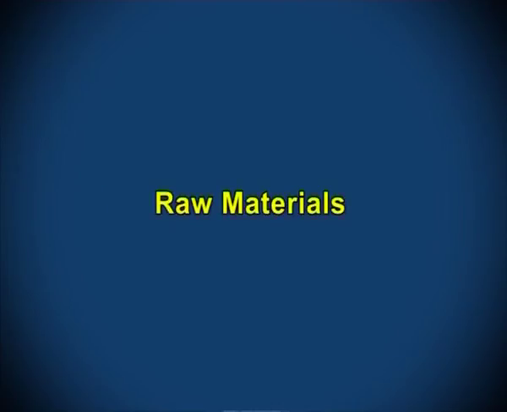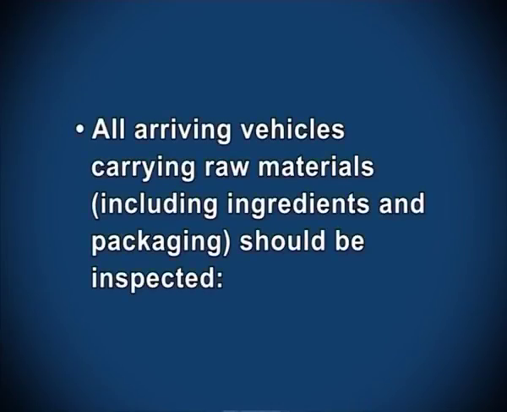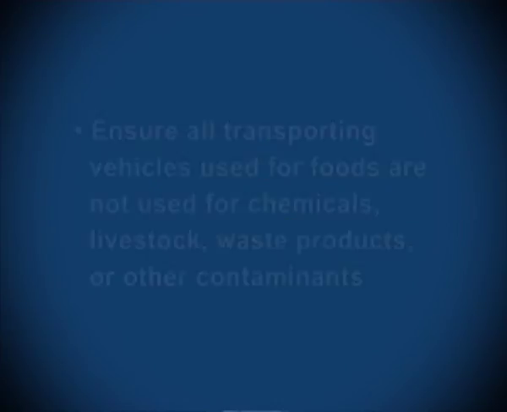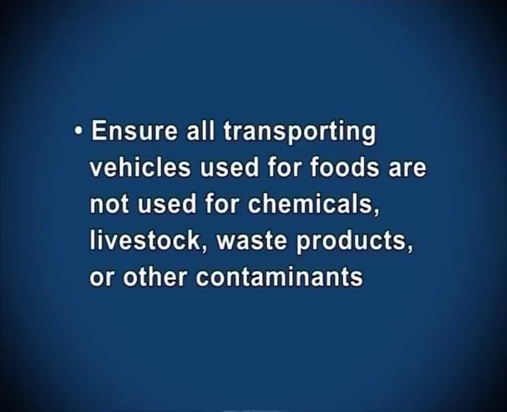Production controls, raw materials. All arriving vehicles carrying raw materials, including ingredients and packaging, should be inspected. Ensure all transporting vehicles used for foods are not used for chemicals, livestock, waste product or other contaminants.